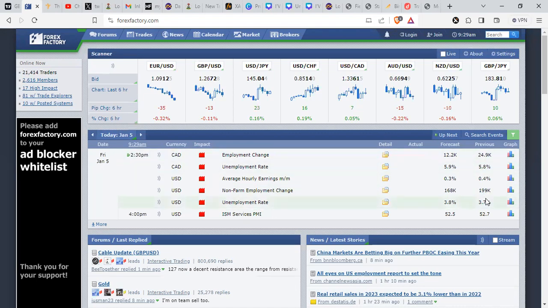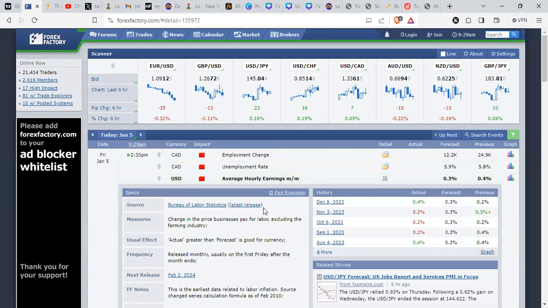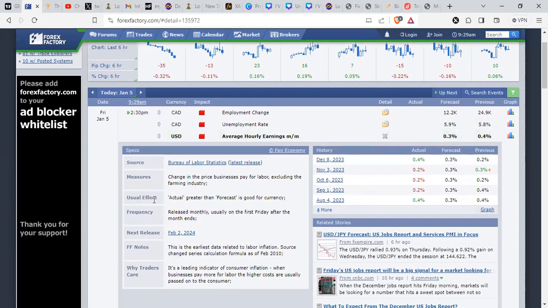So you have the previous data that was released, then you have the forecast. Then actual is the data that is going to be released today by 2:30 p.m. So whenever you see forecast and actual, you're going to be waiting for the actual to be released. Then you see what the actual is in comparison to the forecast. Now, if I open this file right here, I'm going to read what it says. So usual effect, read what it says here at usual effect. That's how this data is going to affect the market, or the effect of this data on the market.